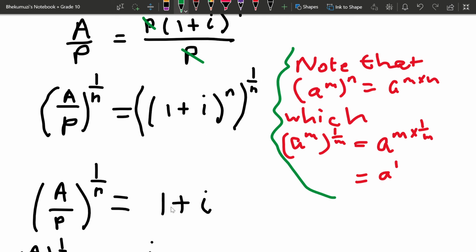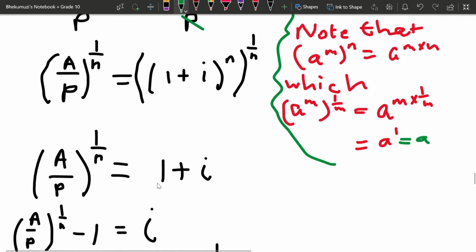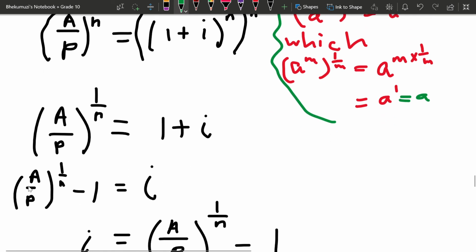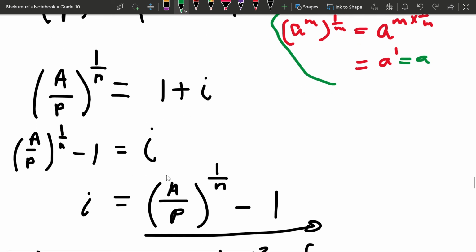So if it's 1 plus I, and remember, this is just also A, then I just take the 1 onto the other side, and that means it's going to be A over P all raised to 1 over n, minus 1. That is equal to I. And you can just rewrite it the other way around, where you put I on the left hand side, and then you have your answer.